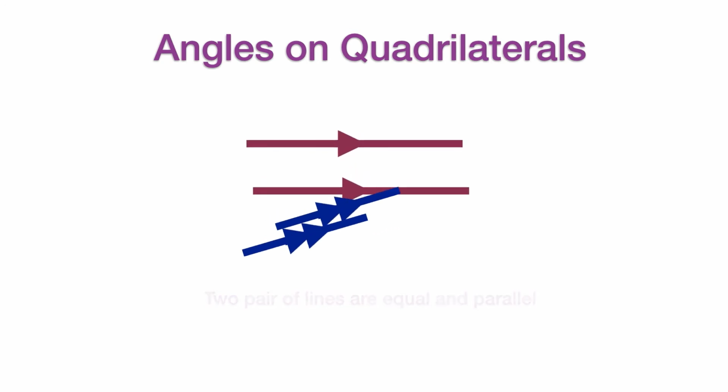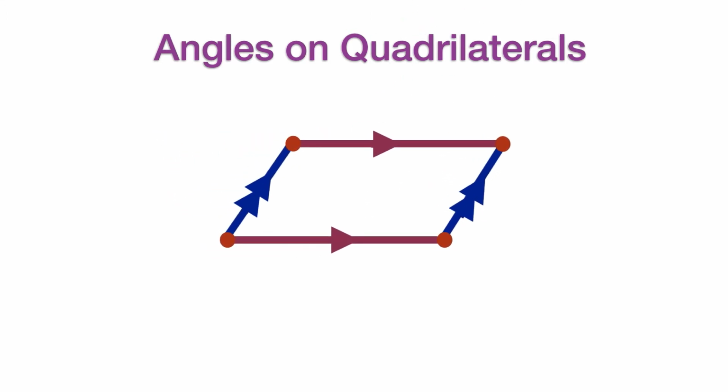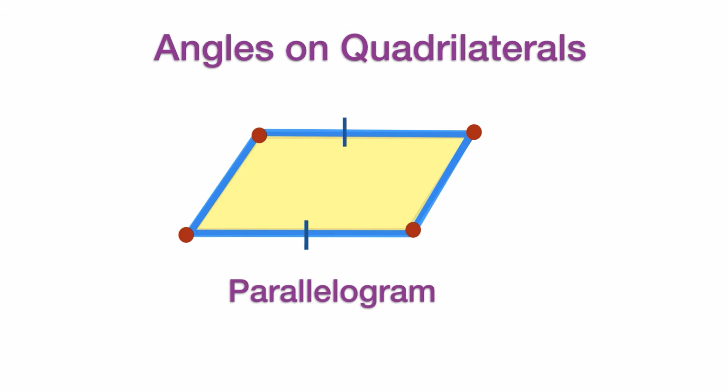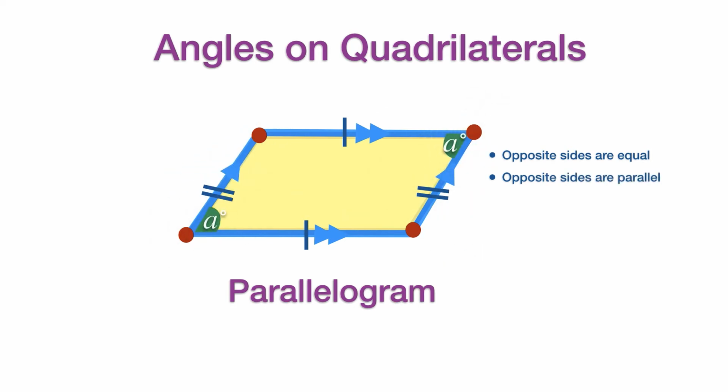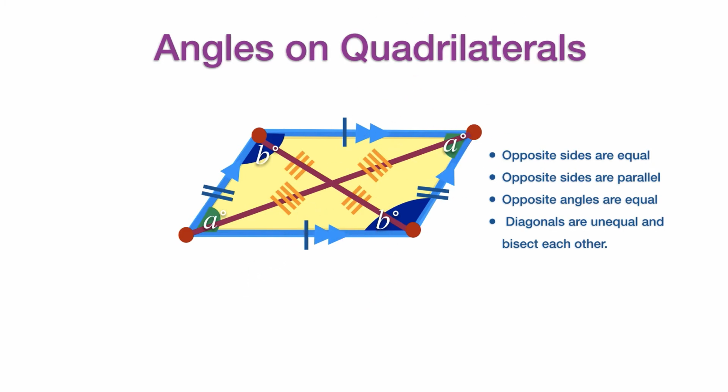It's also possible that you can make a parallelogram with these 4 lines. Parallelograms are basically rectangles leaning on their side. If they lean to the left, the shape might look like this, and if they lean to the right, the shape might look like this. A parallelogram has opposite sides equal and parallel. Opposite angles are equal and all angles add up to 360 degrees, just like any other quadrilateral. And diagonals of parallelograms are unequal but bisect each other.